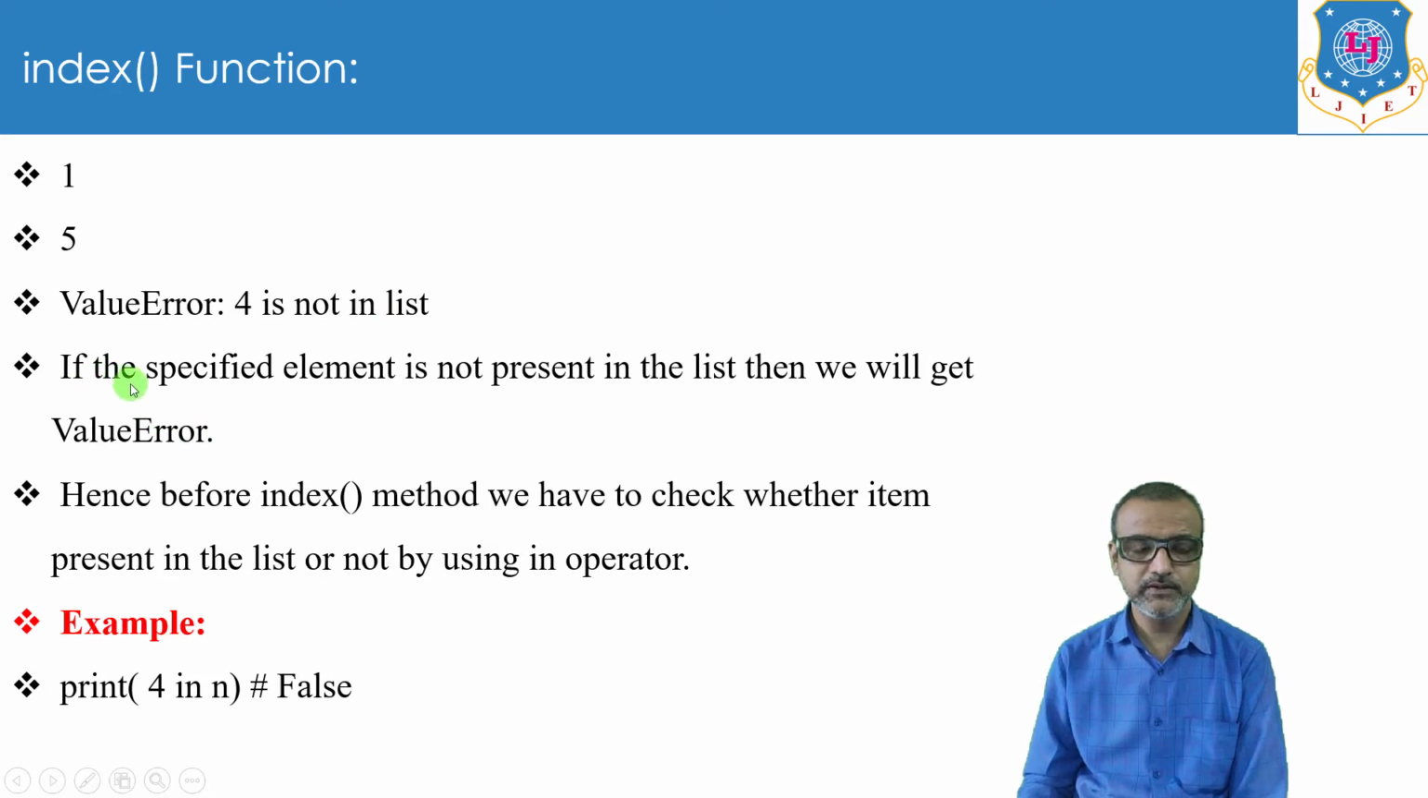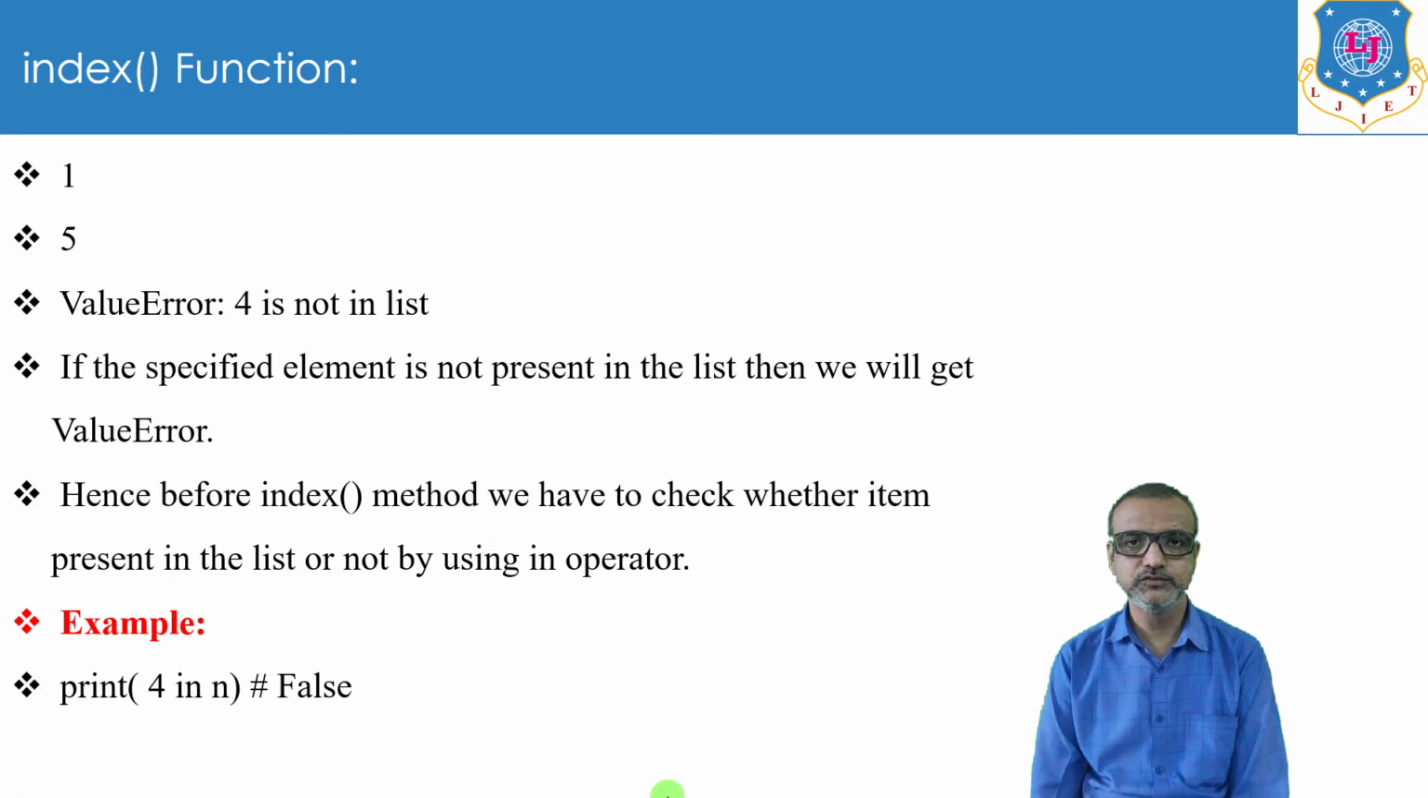If the specified element is not present in the list, then we will get a value error like this one. Hence, before using the index method, we have to check whether the item is present in the list or not by using the in operator. For example, print 4 in n. See, here n is the list, and in the list we have 1 one time, 2 four times, and 3 two times. And 4 is absent in the list. So it will give us the output as False.